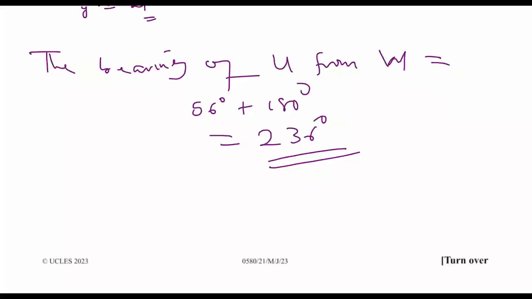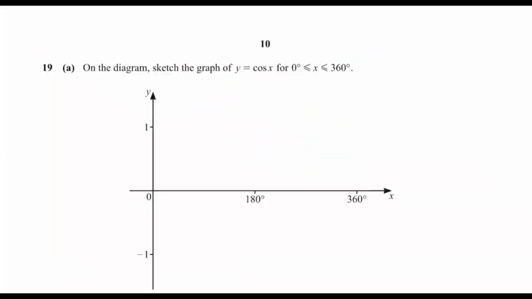So let's go to the next question. That is question 19a. On the diagram, sketch the graph of y equals cos x for 0 degrees less than or equal to x, and x is less than or equal to 360 degrees. So it is within this range.